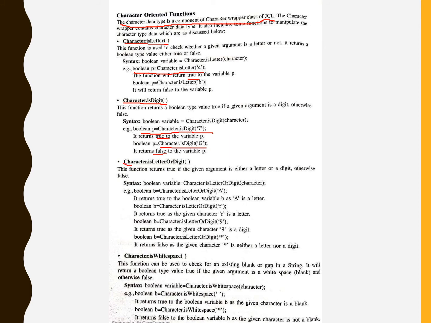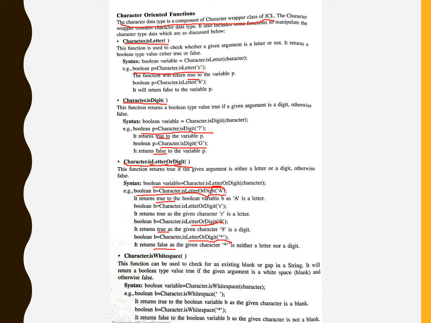The next function is Character.isLetterOrDigit. It checks whether the entered character is a letter or a digit. If it is a letter or digit, it returns true, otherwise it returns false. Always remember, in Letter, L is capital, in Or, O is capital, and in Digit, D is capital. So here is boolean b = Character.isLetterOrDigit('A'). It is a letter, so it will return true. If it is a digit, then also it will return true.